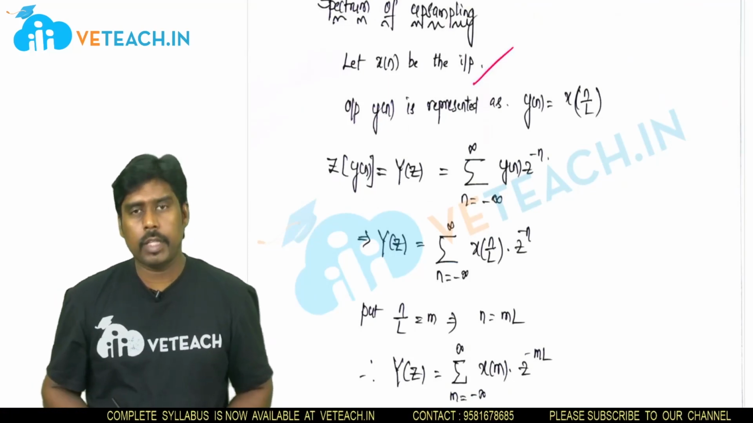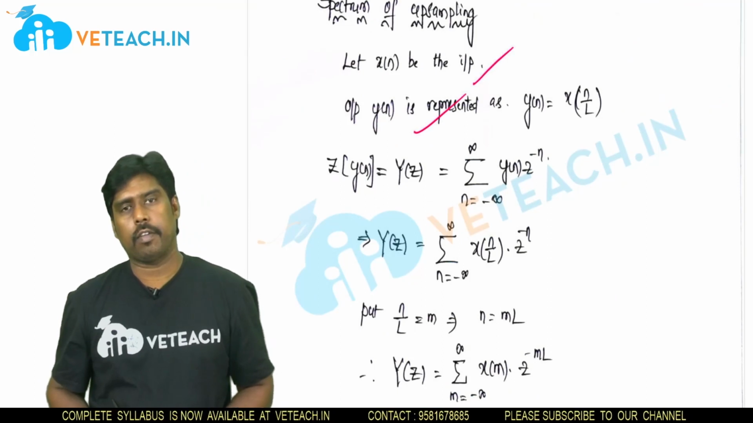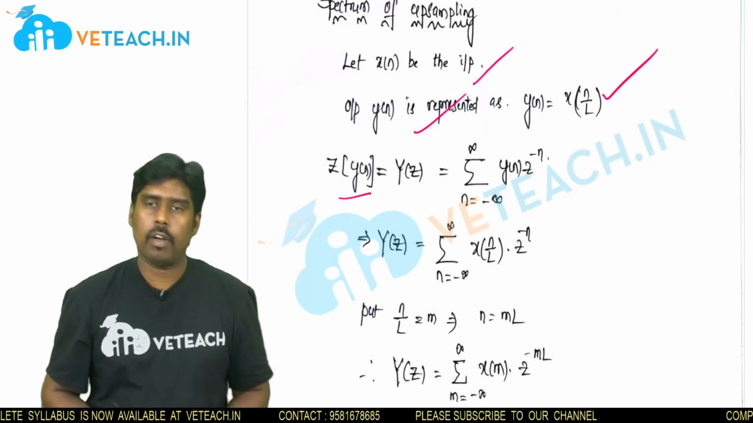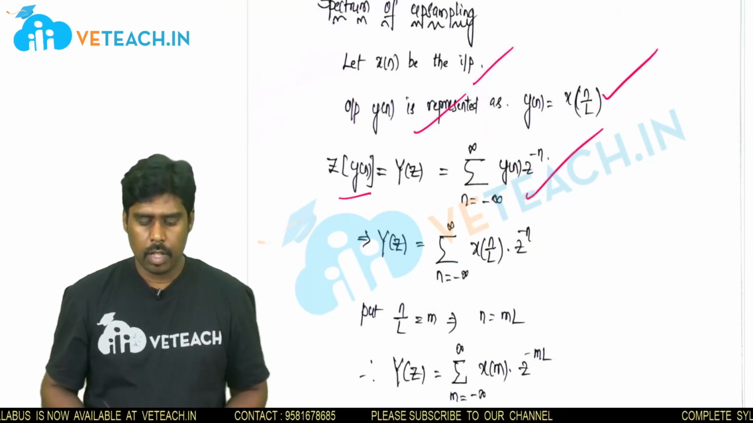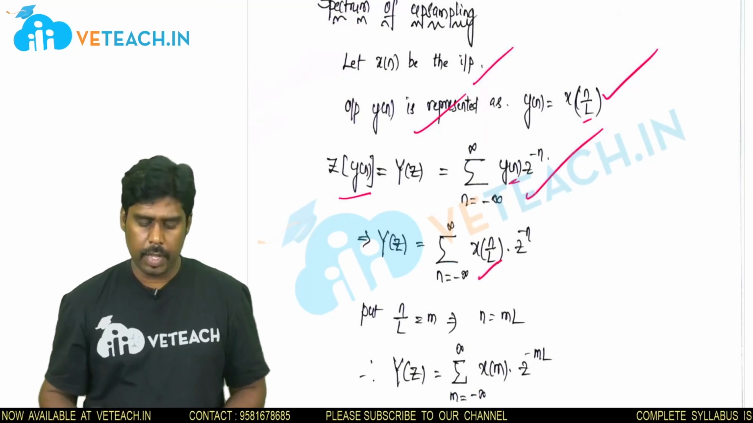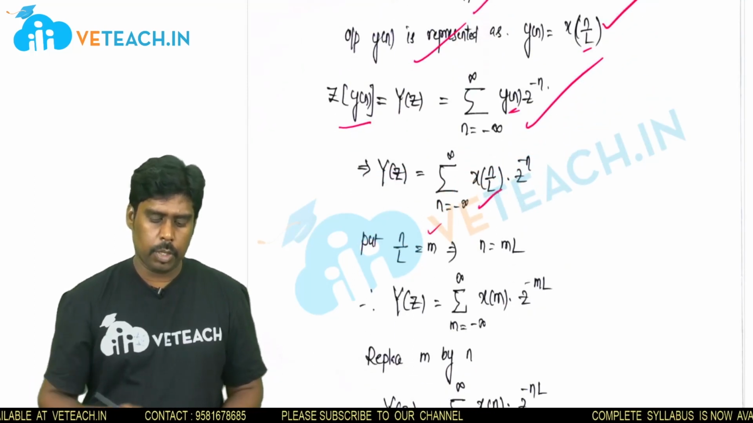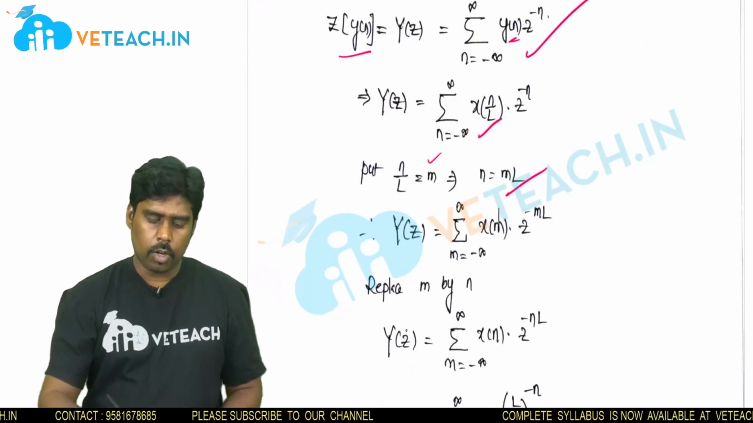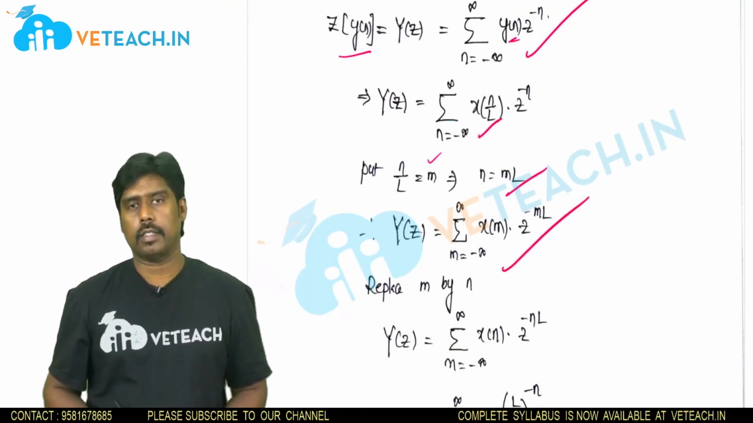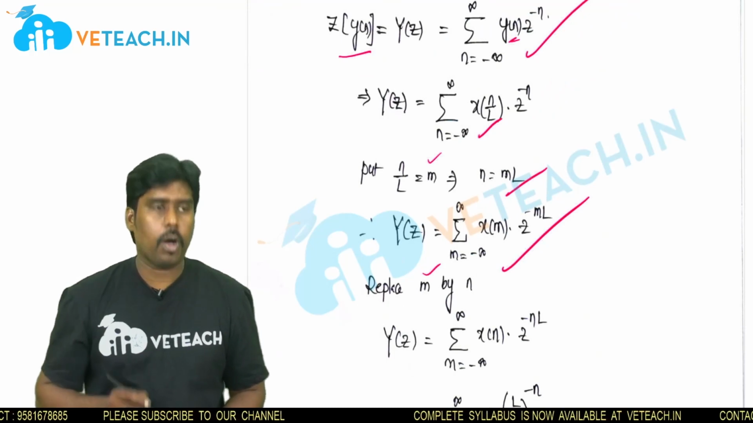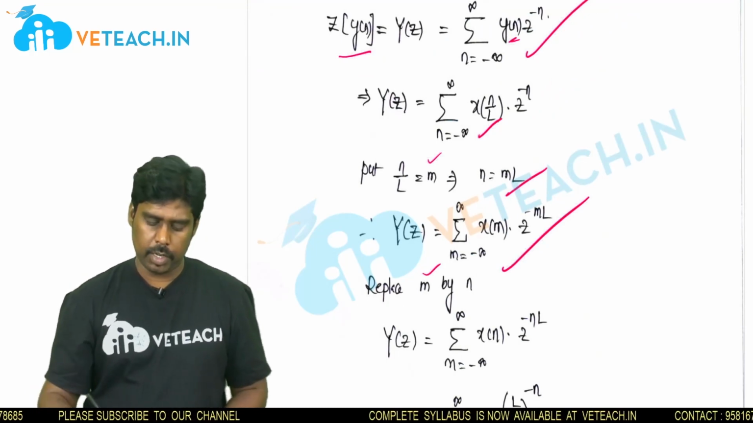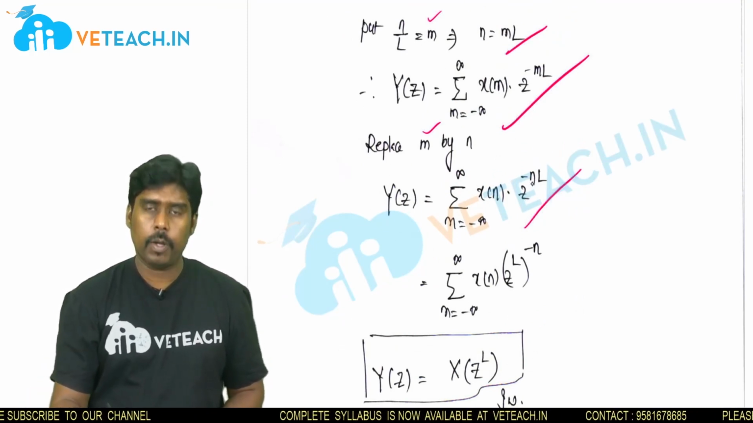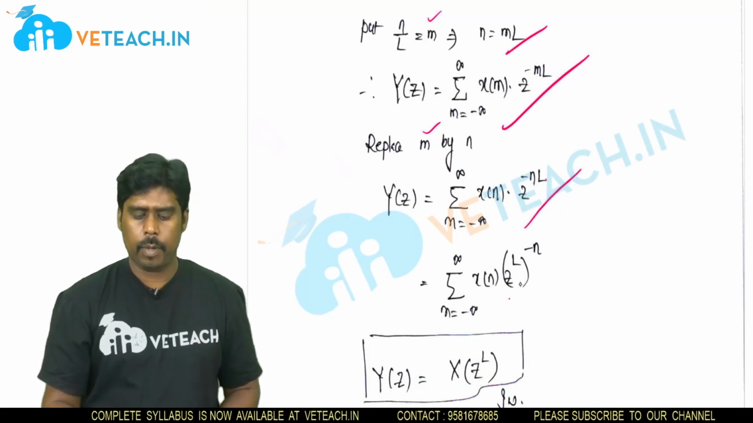Same as before, let x of n be the input sequence, y of n be the output sequence, and y of n is represented by x of n by L. So take the Z transform of y of n using the formula, and in place of y of n substitute x of n by L, and let n by L equal m, therefore n will be equal to m into L. So Y of z, according to this formula, you are going to get an expression like this. Then replace this small m with small n. You will get an expression like this, x of n into z power minus nL. So instead of z power minus nL, write that as z power L, power minus n.